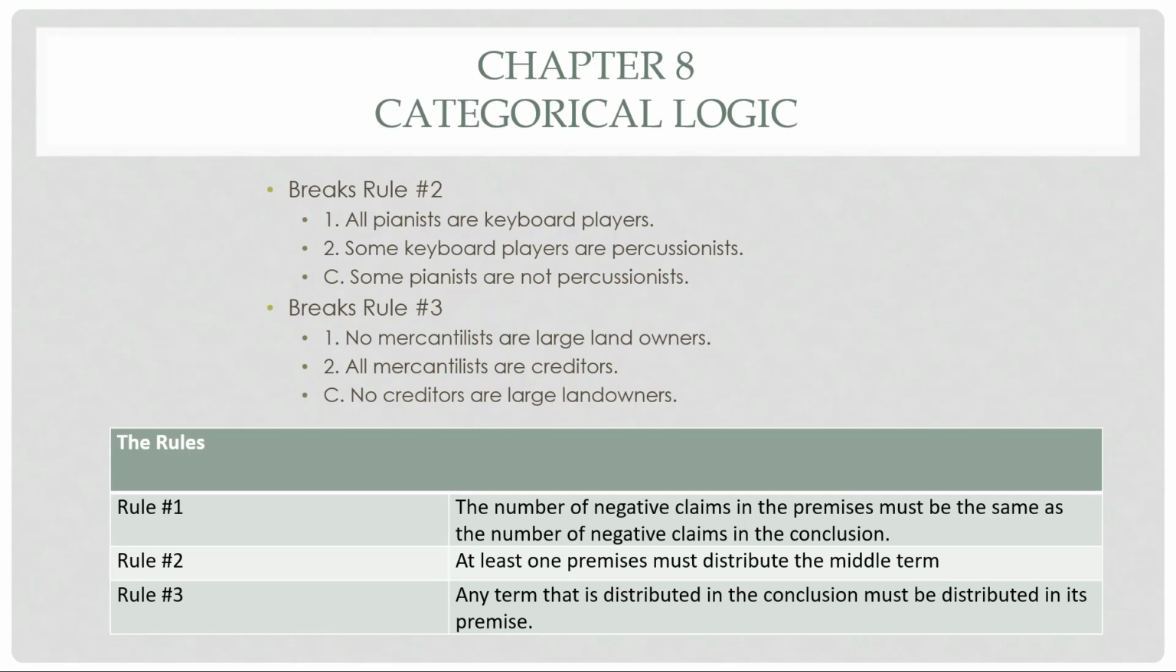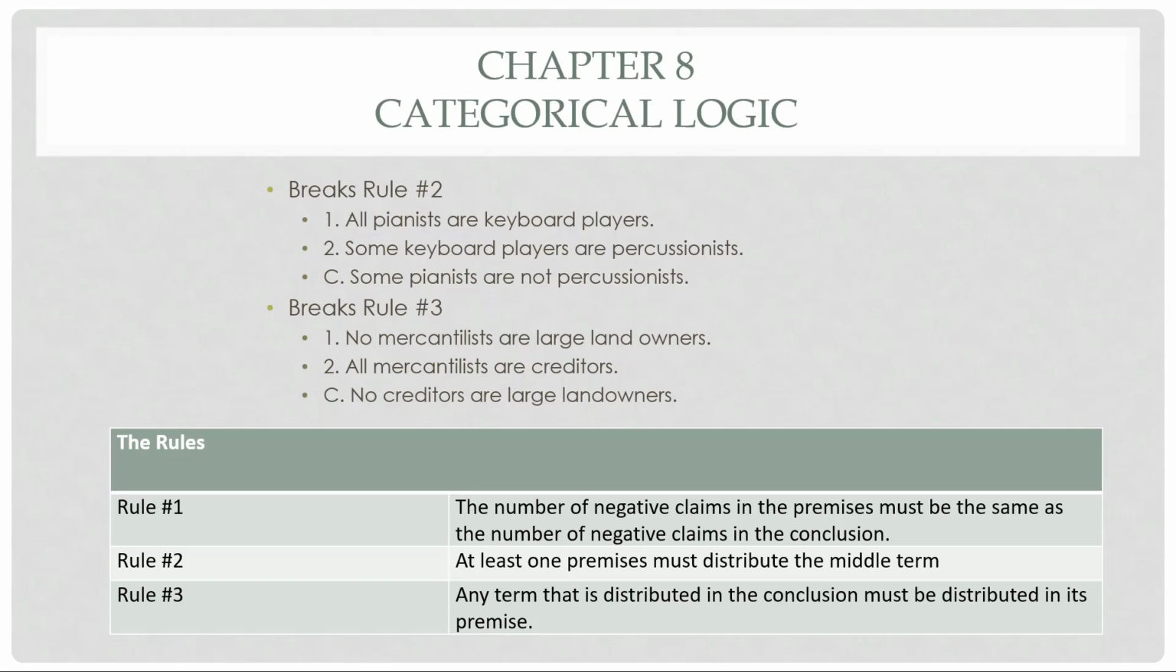And then lastly, rule number 3. Any term that is distributed in the conclusion must be distributed in its premise. So in the conclusion, we have no creditors are large landowners, and creditors, the S term, is distributed, and large landowners, the P term, is also distributed, because in a no claim, both terms are distributed. So it has to be distributed in its premise.